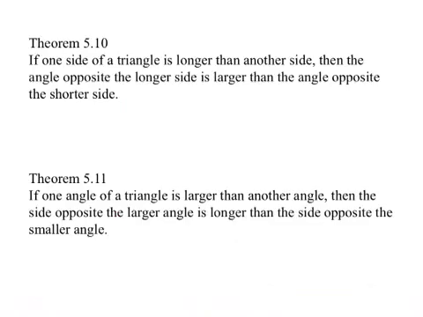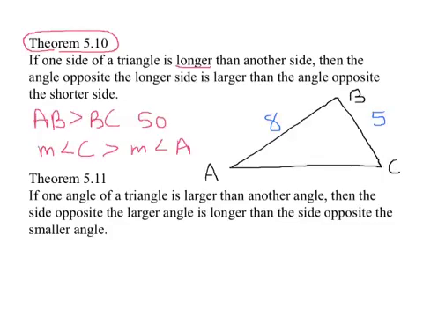And let's do the theorems related to it. First, I have theorem 5.10. If one side of a triangle is longer than another side, then the angle opposite the longer side is larger than the angle opposite the shorter side. Okay, let me push pause and draw a picture. So let's talk through this. If one side is longer than another side, then the angle opposite the longer side is larger than the angle opposite the shorter side.